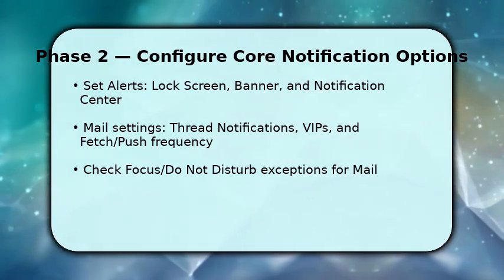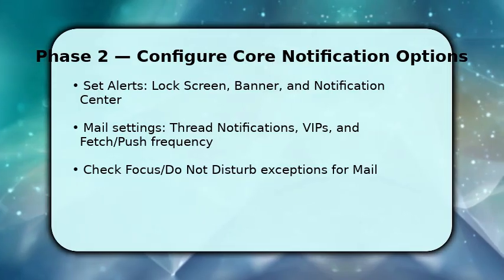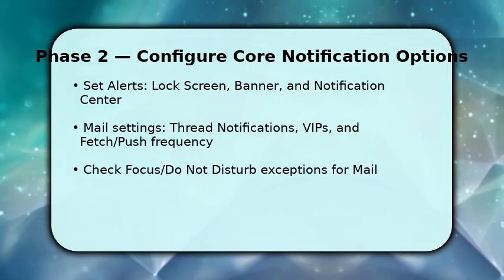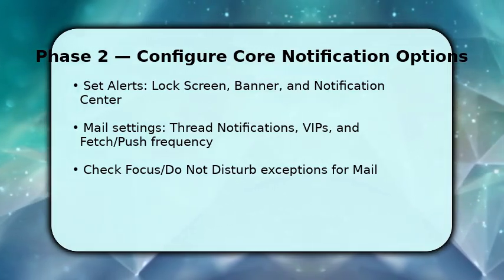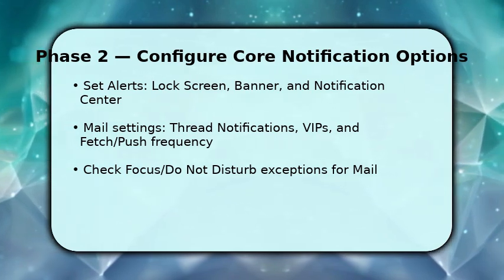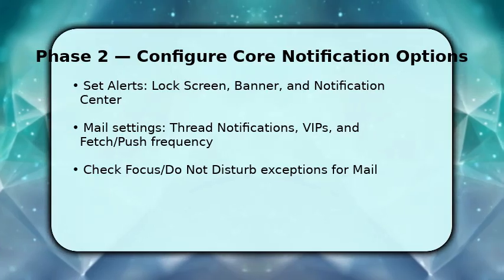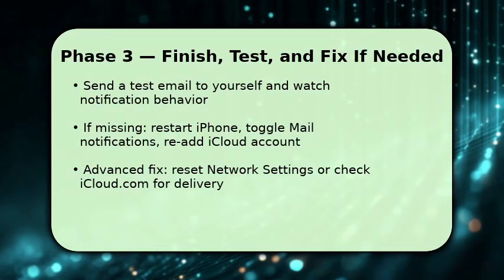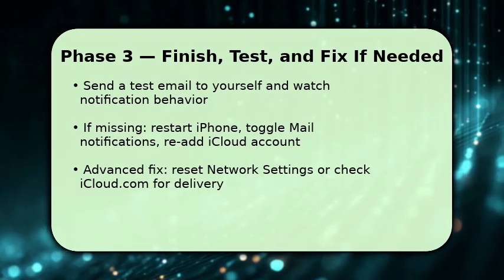Use VIPs and thread notifications inside Mail for priority messages. Make sure Focus and Do Not Disturb allow Mail or add Mail to allowed apps so notifications are not silenced when you need them. Finish by sending a test message to your iCloud address and observe the alert behavior.